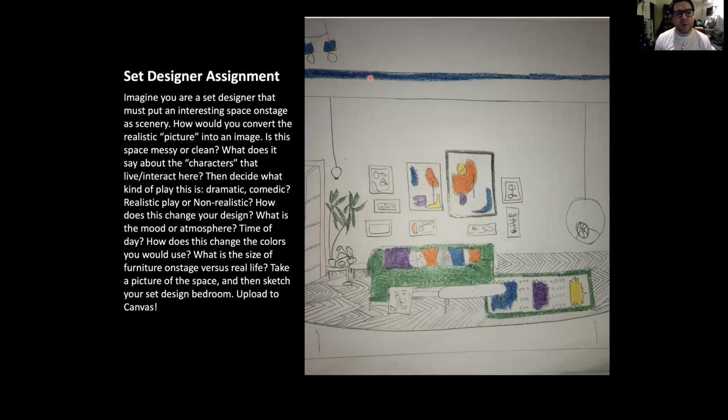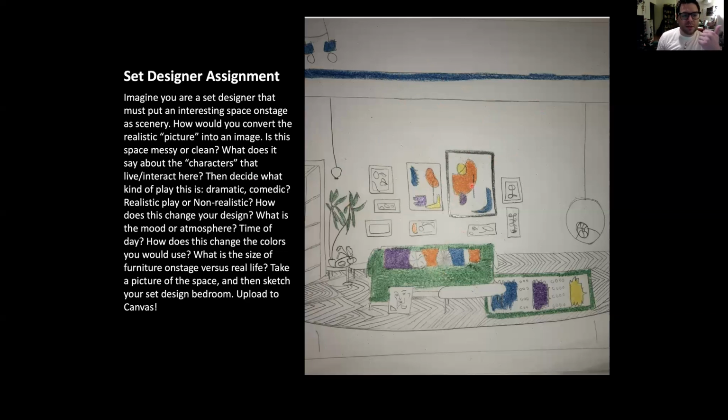I want you to think about what kind of characters live in this space, or exist in here. What are the actors going to do on stage in your space? Decide what kind of play this is. Is it dramatic? Is it a comedic play? Is it a horror? If you answer any of those questions, I want to see that in your design element. I want you to think about the mood, the atmosphere, the time of day. How does this change the colors that you would use? What's the size of the furniture versus the size of your realistic picture?